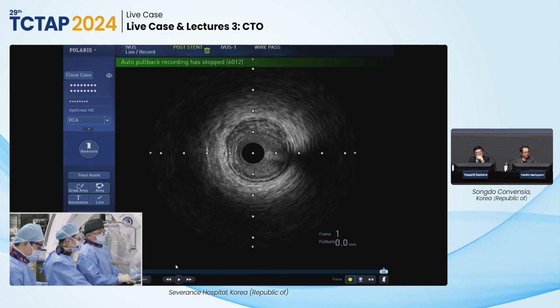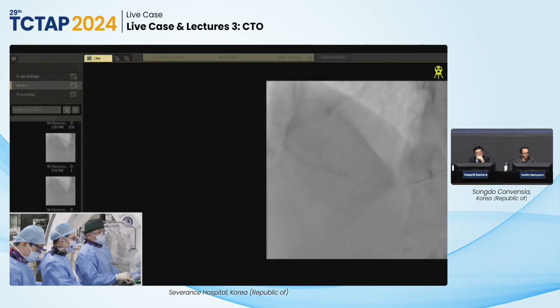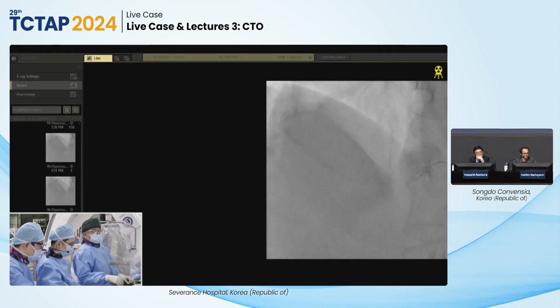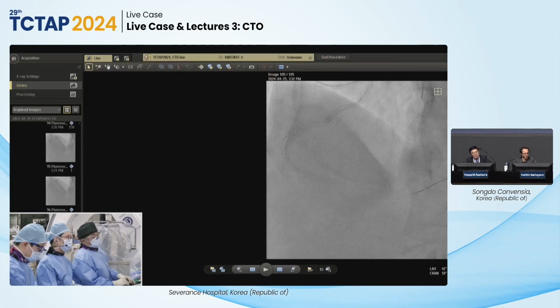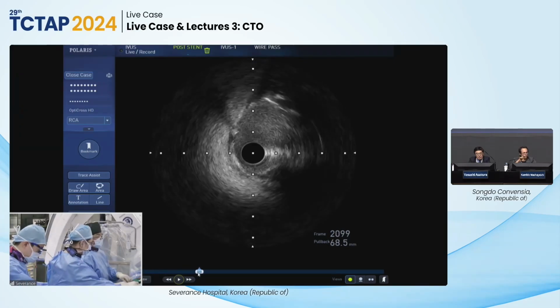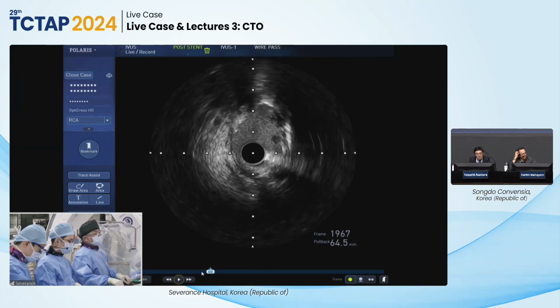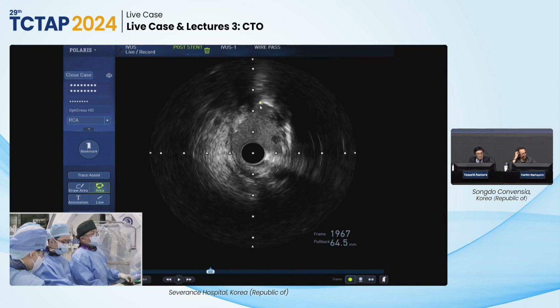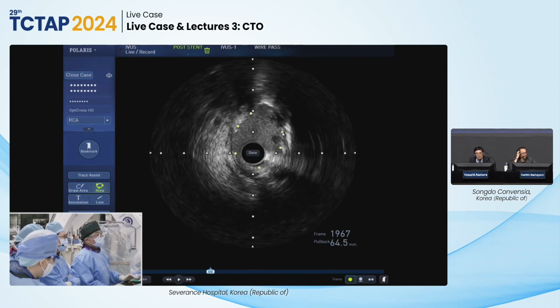So maybe in the middle portion, the previous first stent was underexpanded. Could you check the area of the MSA? So would you do some additional NC balloon dilatation? That's what you're now thinking, right? Yeah. I agree. Mm-hmm. Right. Probably right. I would do that.